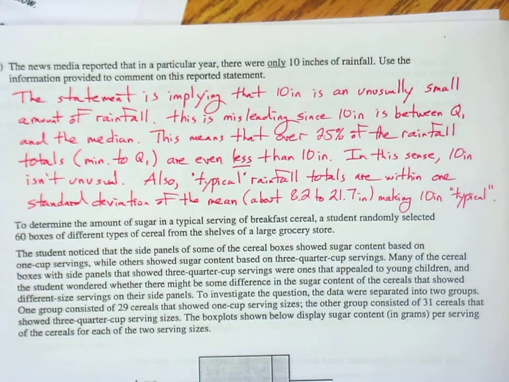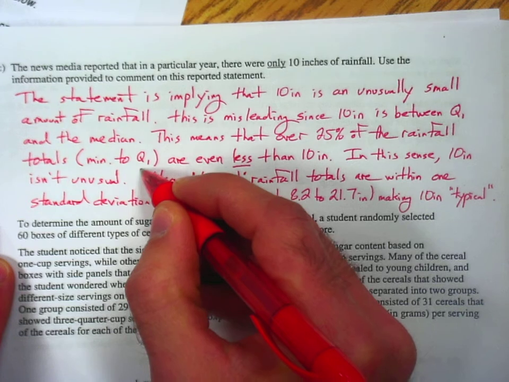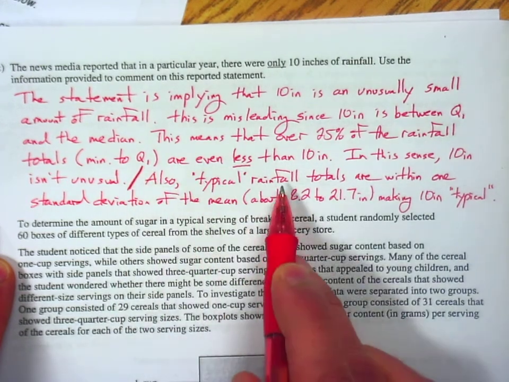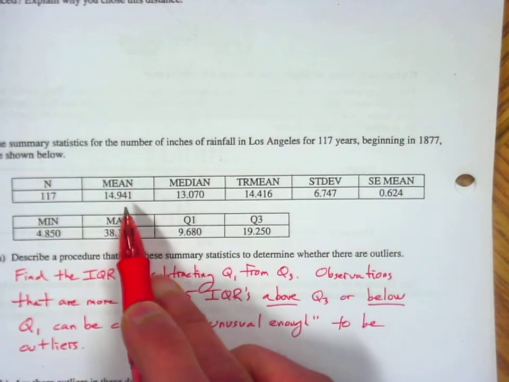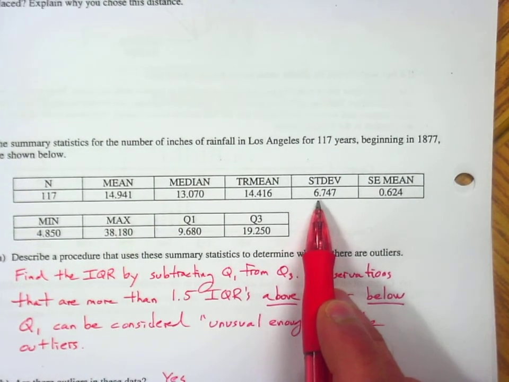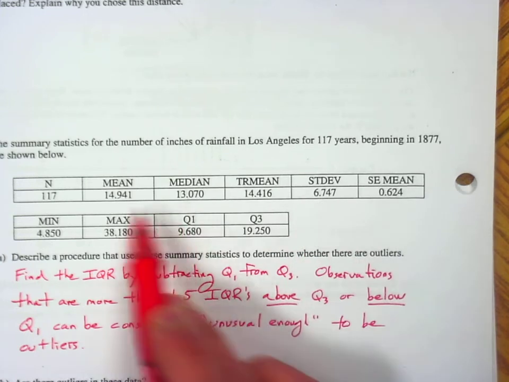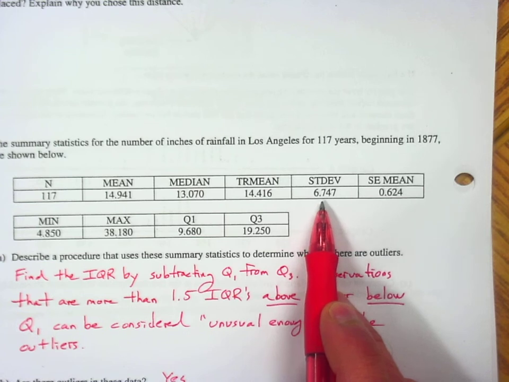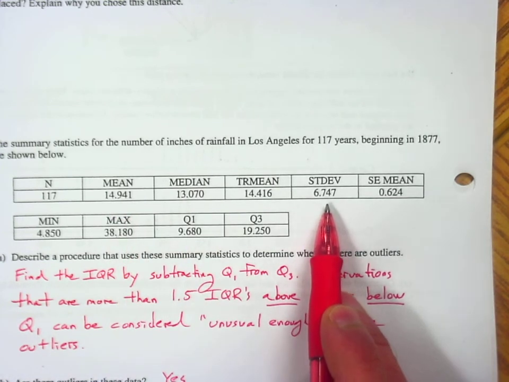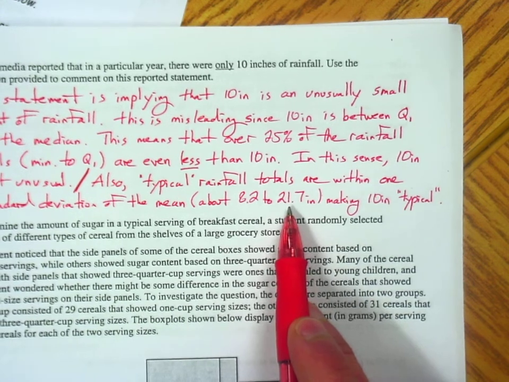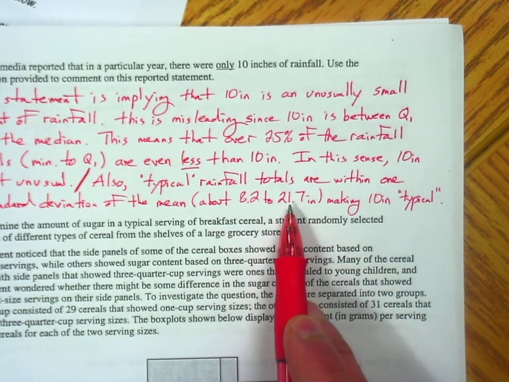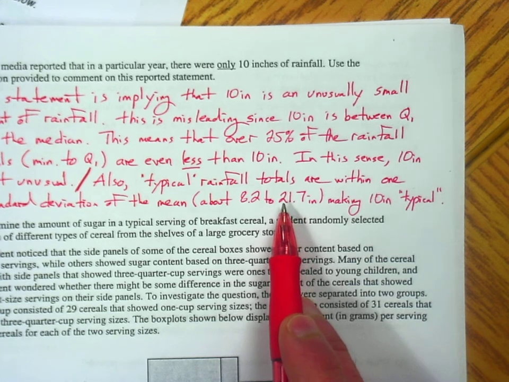Another way to think about this is in terms of standard deviations. You did not have to write both of these answers. Typical rainfall totals are within one standard deviation of the mean. Here is the mean, 14.941. The standard deviation is 6.747 inches of rainfall. If we start at the mean and add 6.747 inches, or start at the mean and subtract 6.747 inches, that gives us a range of what is typical. That's 8.2 inches to 21.7 inches, and the 10 inches falls within that span. In terms of the standard deviation, 10 is really not that unusual. It is within the range of what I would consider typical values.